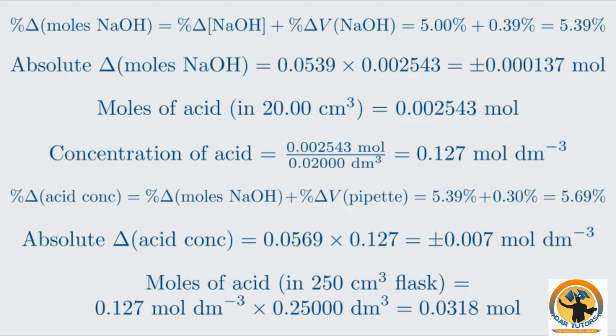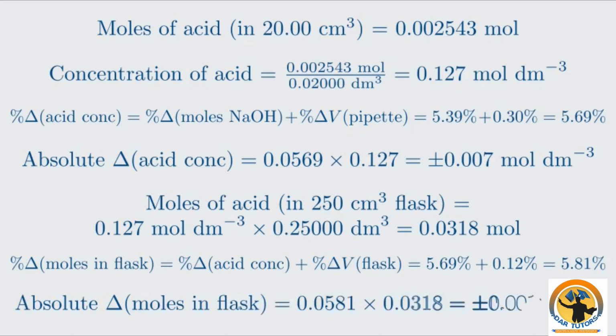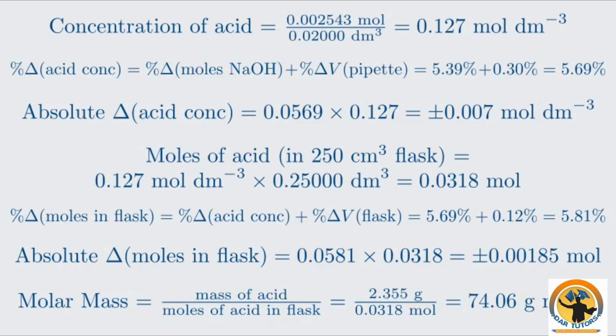Propagate the uncertainty one last time. We add the percentage uncertainty of the acid concentration and the flask's volume. The total percentage uncertainty is 5.69% plus 0.1%, giving 5.81%. Converting this to an absolute uncertainty, we get ±0.0185 moles. Step 6. Finally, we calculate the molar mass. Molar mass equals mass of acid divided by total moles of acid. The molar mass is 2.355 grams divided by 0.0318 moles, which is 74.06 g/mol.